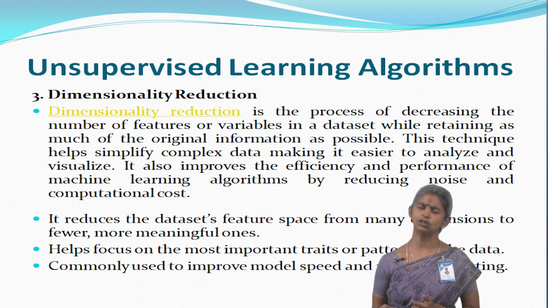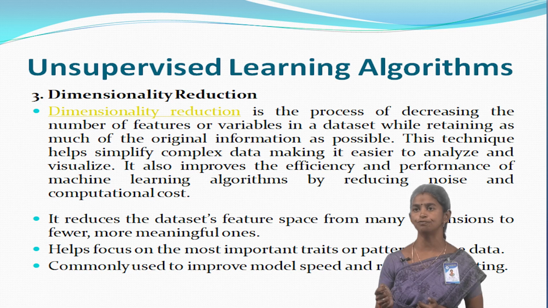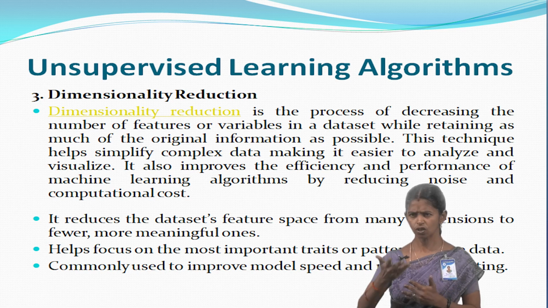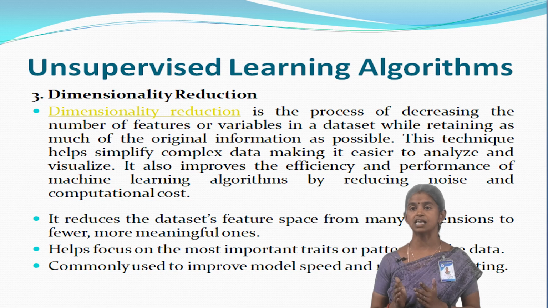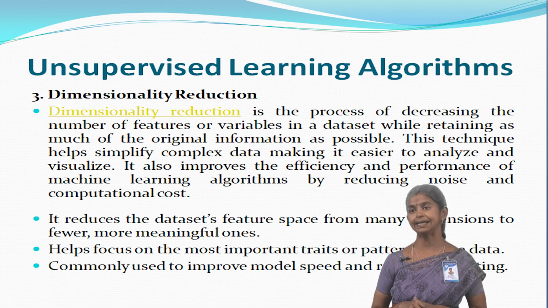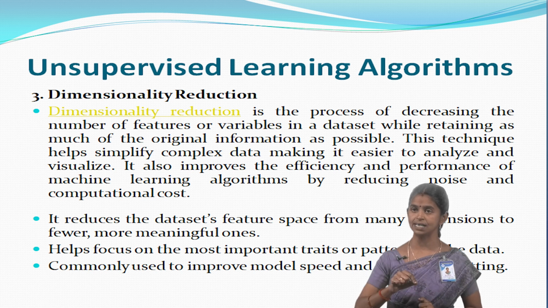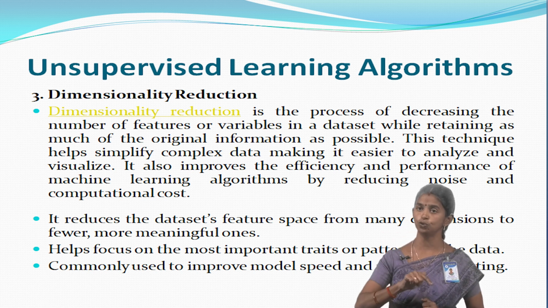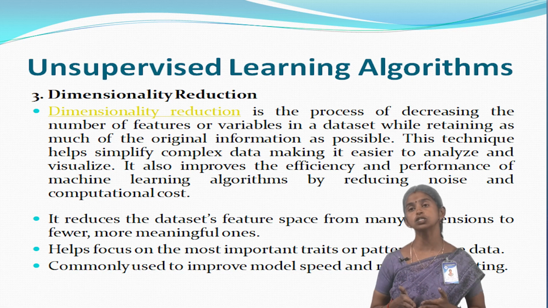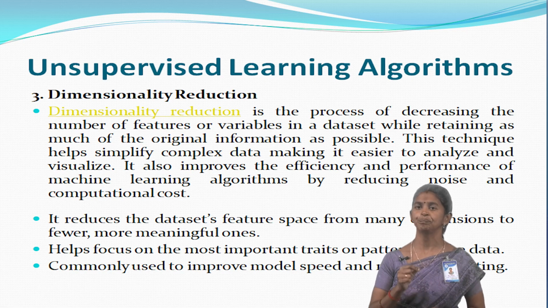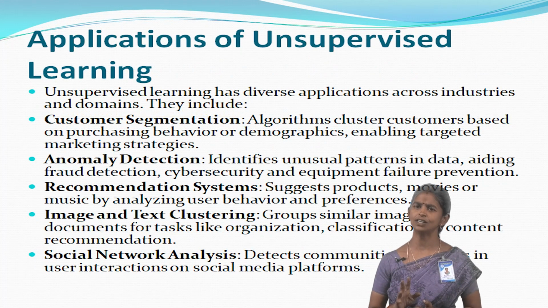Another unsupervised learning technique is dimensionality reduction. It is the process of decreasing the number of features or variables in a dataset while retaining as much of the original information as possible. This technique helps simplify complex data, making it easier to analyze and visualize. It also improves the efficiency and performance of machine learning algorithms by reducing noise and computational cost. It reduces the dataset's feature space from many dimensions to fewer, more meaningful ones. It helps us focus on the most important traits or patterns in the data, and is commonly used to improve model speed and reduce overfitting.